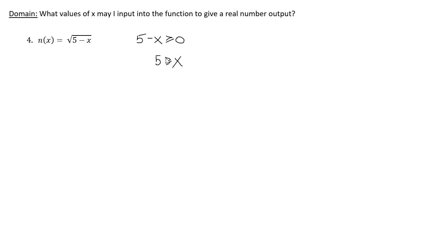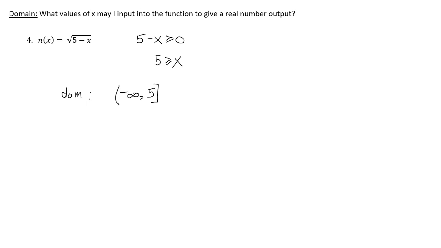And I know this is a little silly, but this open mouth, the alligator eats the larger number, so the largest x is allowed to be is 5, and then it has to go down, doesn't it? It's pointing down to x. So this, if I was going to write it out, would be negative infinity up to 5. I'm allowed to include the number 5, but I can't include infinity because that's not a number, it's an idea. So there's my domain.